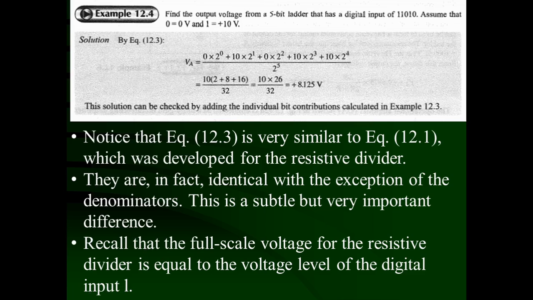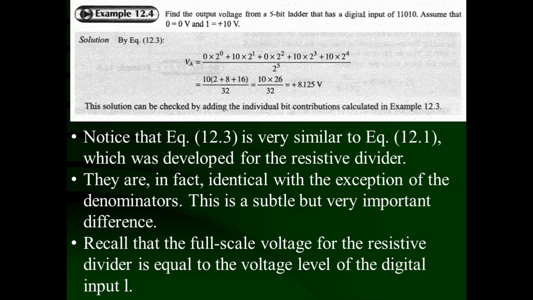In the resistive divider network, when all the digital inputs are 111, that is full scale. Then the total voltage contributed by each bit, if you take the summation of that, comes out to be equal to the digital input level 1.